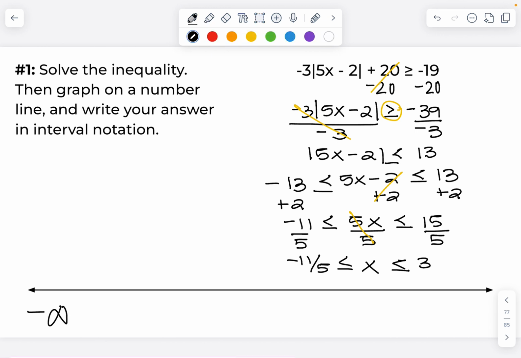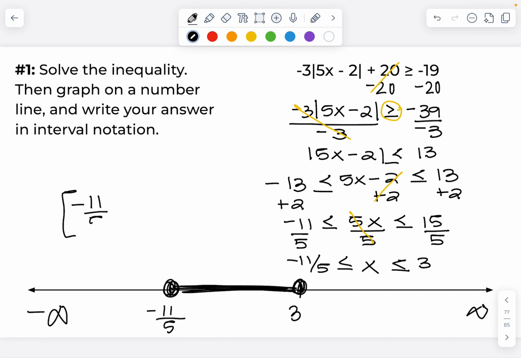If I think about what that looks like on the number line, we'll say -11/5 is here. We'll say 3 is here. Again, I'm going to have closed circles at each of these, and I'm existing in this space between the two. So my final answer in interval notation will be the bracket. And that is my final answer in interval notation.